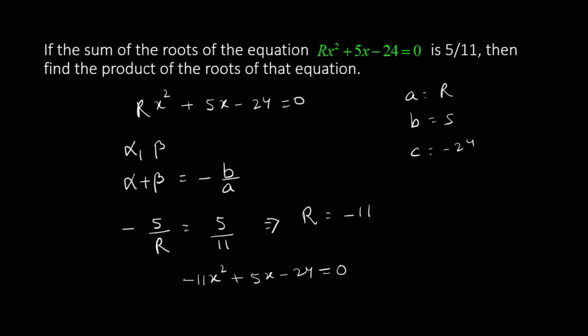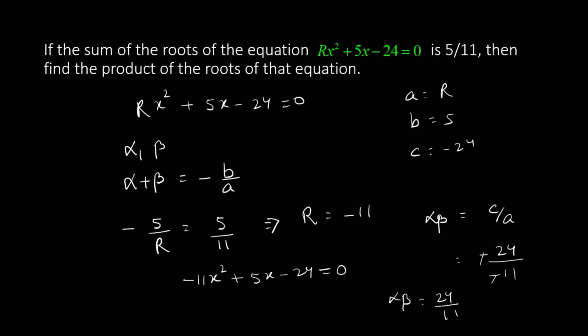And here the question asks about the product of roots. So we have to find the value of alpha and beta. Alpha into beta is c over a, as we saw in an earlier class. So c here is minus 24 and a is minus 11. Minus minus cancel, so alpha beta is equal to 24 over 11. So this is a very easy question. When we use some condition, we can find the other condition.